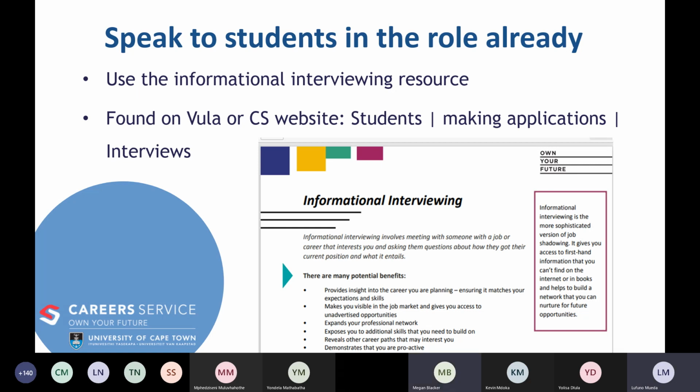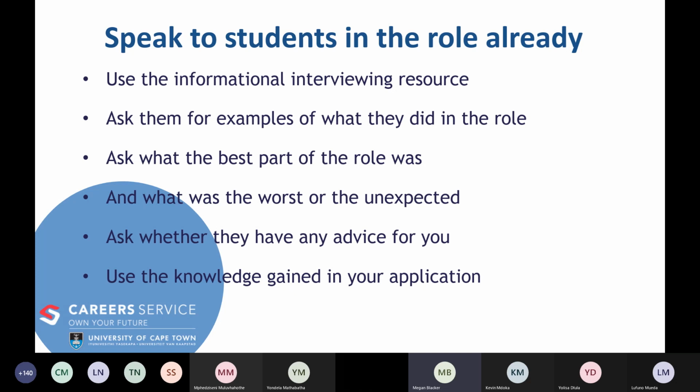Yeah, thank you so much for sharing your knowledge with us, Lufuno. I'm going to move on, if that's okay. One of the tips, like we said, was to speak to students already in the role. I mentioned informational interviewing, which is a really helpful tool to gather information that will assist you in your application. Questions you may ask include examples of what they have done in the role, the best part of that role, the worst, the challenges, and what may be unexpected. And it would be helpful for them to share any advice with you.